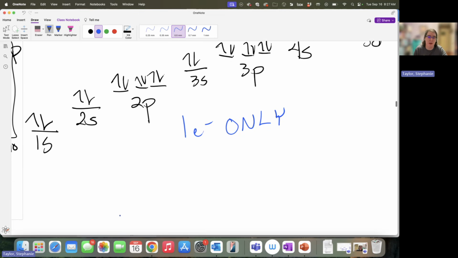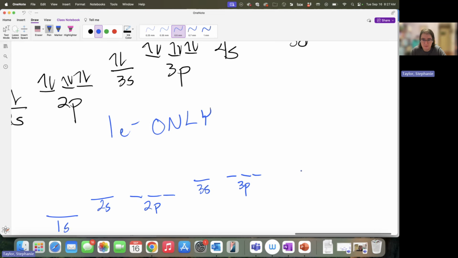If we only had one electron and I was trying to draw the same thing, I'd have 1s, and then I would have 2s, and then I would have 2p on the exact same level. I could have 3s, and then 3p is supposed to be on the same level.